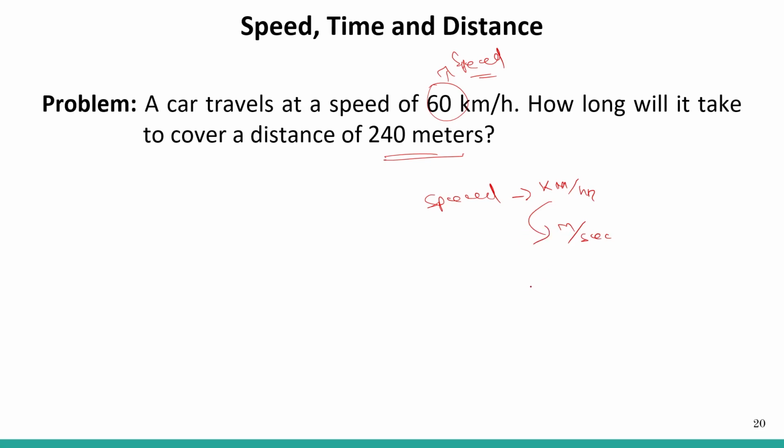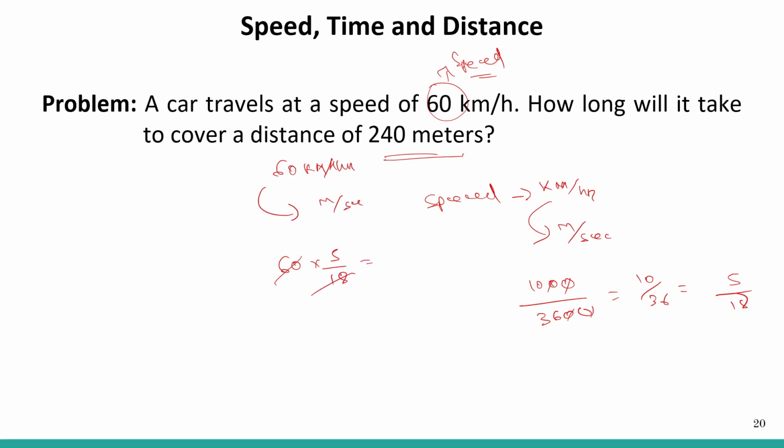So kilometer per hour is equal to what? 1000 meters per 3600 seconds, right? So cancelling the zeros out, we are left with 10 by 36. So it will be 5 by 18. So by multiplying 60 with 5 by 18, 60 km per hour is now converted to meters per second. So this will be equal to what? It will be 6 and this will be 20. So it will be 10 and this will be 3. So it will be what? 50 by 3 meters per second.